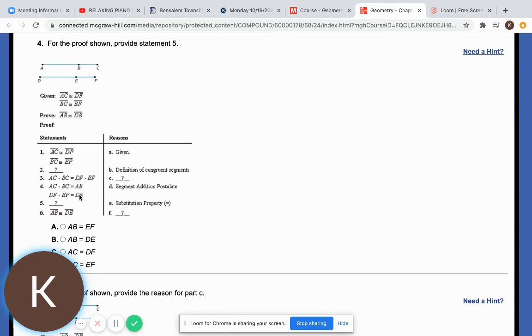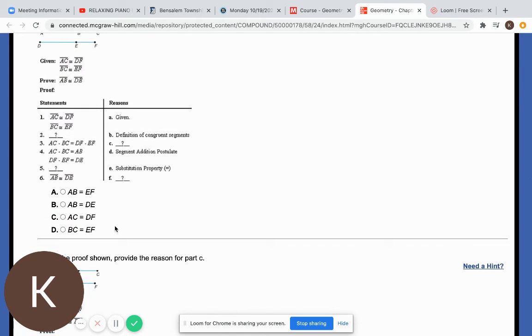So now what we can do is we can sub these in, okay? We know that AC minus BC equals DF minus EF, right? And it also equals AB. So we can sub in AB for that. We can also know that DF minus EF also equals DE, so we can sub that in. And that is our substitution, all right? So that is why number 5 is B in this case. AB equals DE. That would be the substitution property.